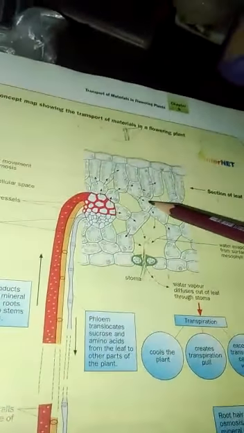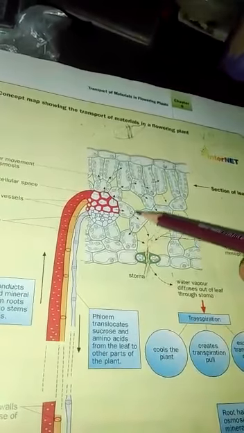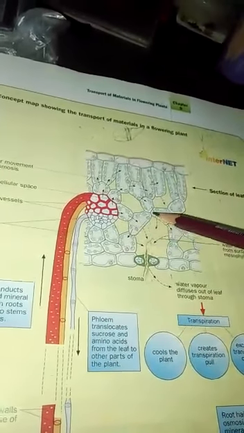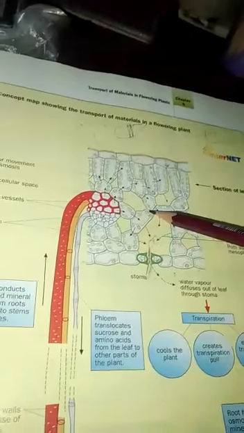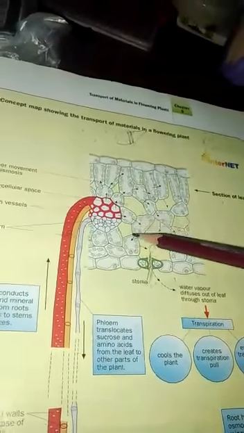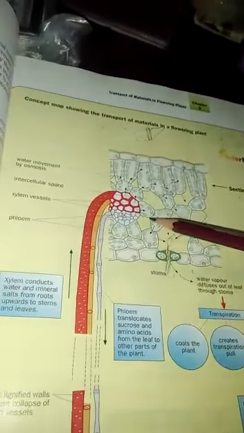Below the palisade cells, you have seen irregular shaped cells. These cells are called spongy cells, right? They also help in the process of photosynthesis.